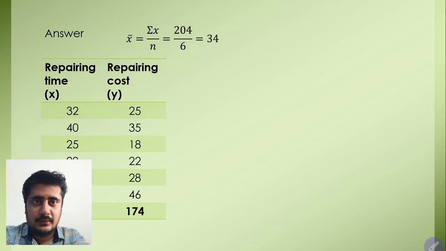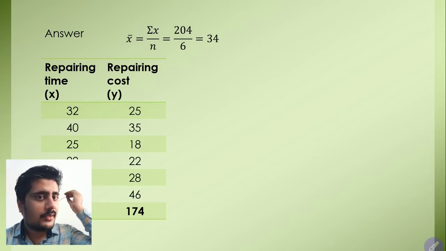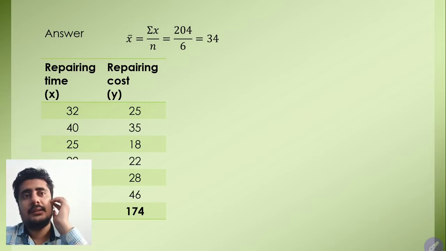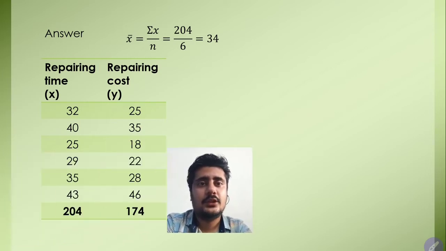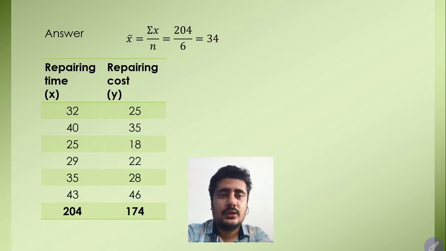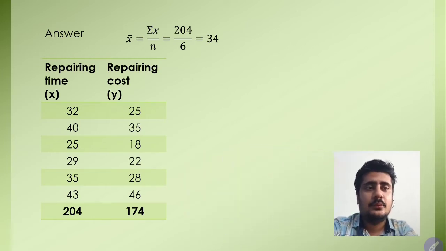How do you use the first formula? It's quite simple. The first thing you have to find is x bar. So x bar is 34. How did we find this x bar? It's sigma x upon n, that is total of x. What is total of x? It's 204 upon 6. So after finding x bar, what do you have to do next?